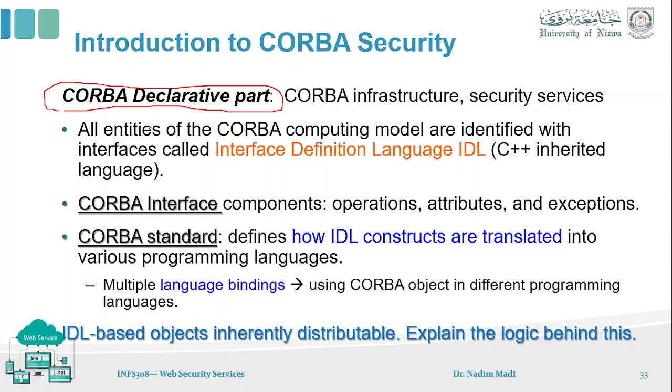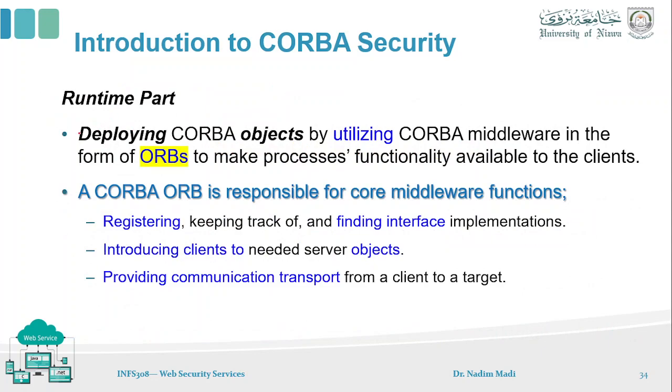يعني بتعطي معلومات أو details about the system itself. Okay, about the operations, about the attributes, about the exceptions that can be used. It also provides a computing model that defines what the requirements are from the client and what the requirements are from the server. And here the runtime part, that's the part where the implementation may occur. So here it's like deploying the CORBA objects by utilizing the CORBA middleware in the form of ORB. طبعا بتم عملية اللي هو deployment باستخدام ال ORB. Okay, object request brokers.